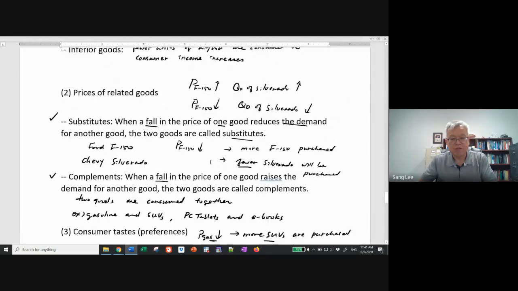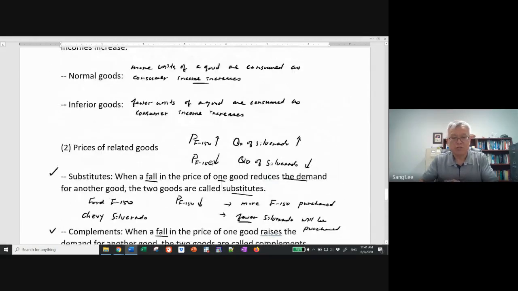So let me use the graph. Here, for example, substitutes. I wish we had a little extra space. So here, the price of a Silverado and the quantity demanded of a Silverado. So the demand for the Silverado is here. Now this is before the F-150 price falls.